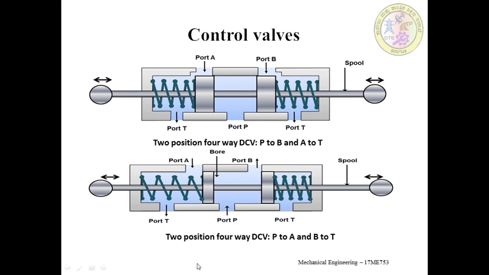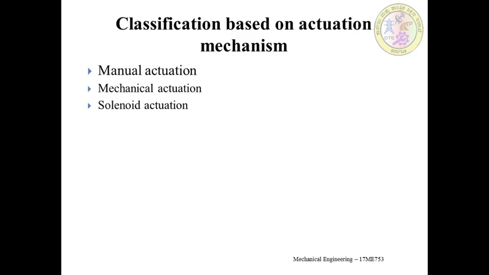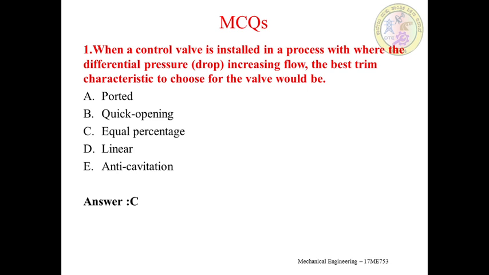So, these are the different kinds of valves. Based on the classification of actuation, we know that there are manual actuation, mechanical actuation, solenoid actuation, and pneumatic as well as hydraulic actuation systems. With this session, we stop the theoretical concept and move on to the multiple choice questions.